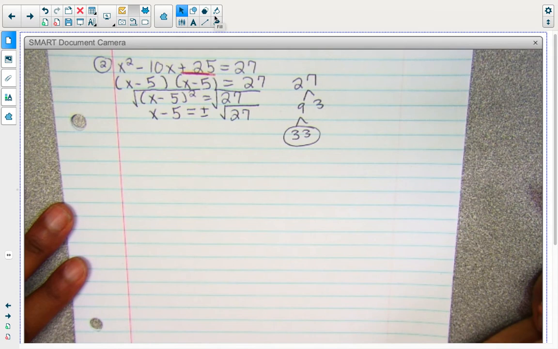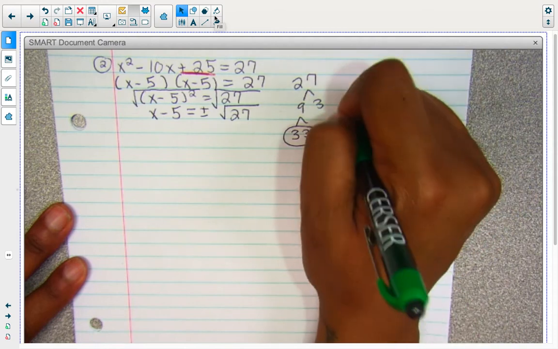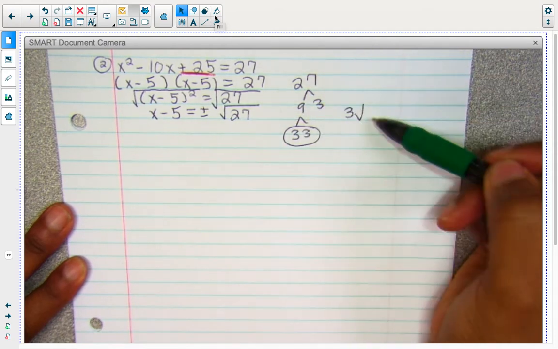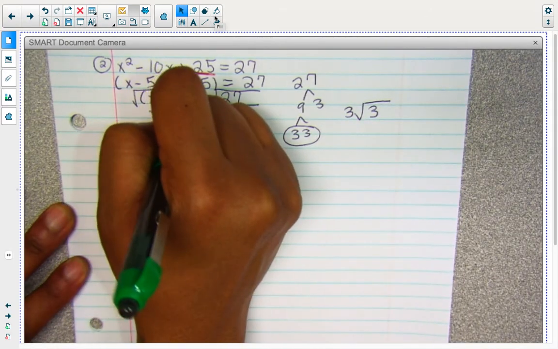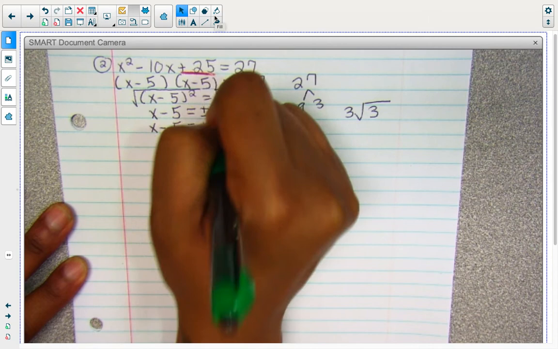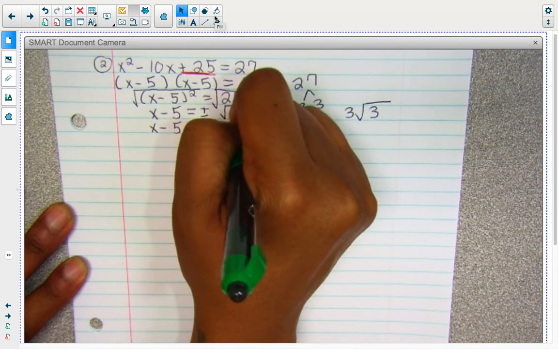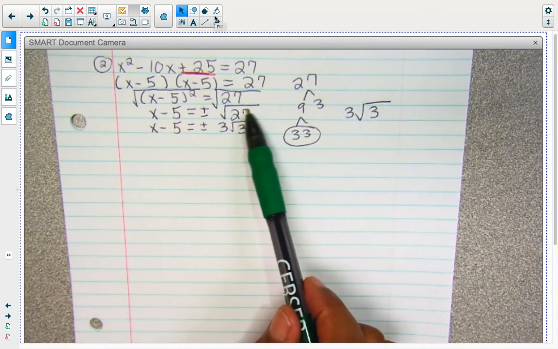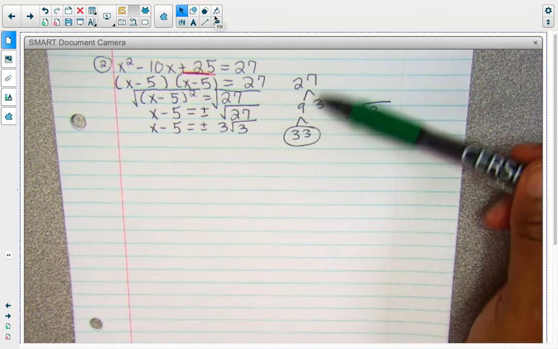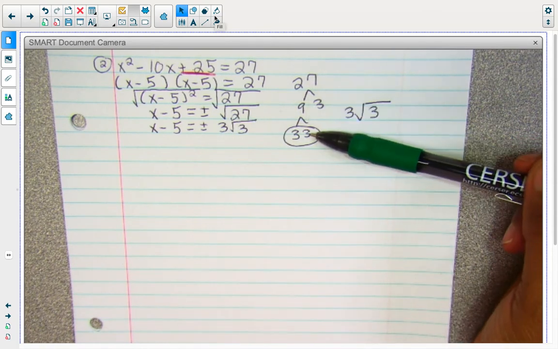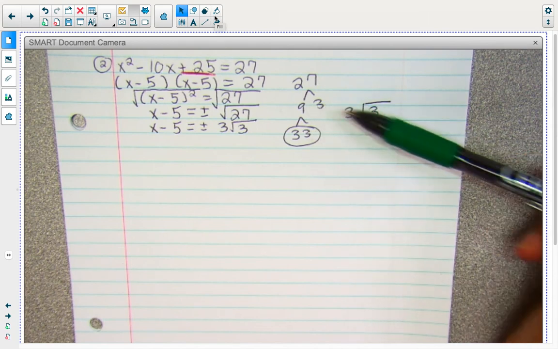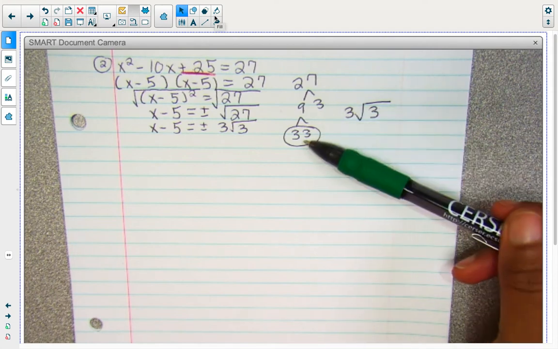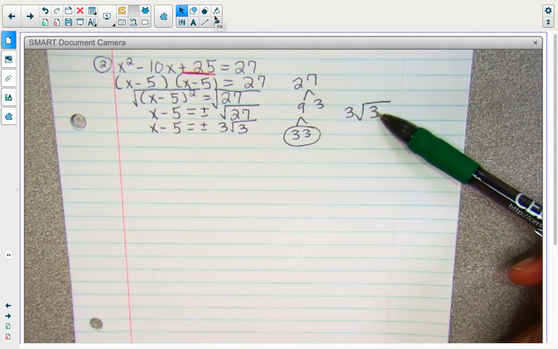Pairs, meaning 2 of the same number, go on the outside, and everything else goes on the inside. So this is a pair that goes on the outside, and this 3 goes on the inside. So now this gives me x minus 5 equals plus or minus 3 square root 3. So what I did, I took this square root and I did a factor tree. Remember, with factor trees, you have to break it all the way down to prime numbers. If you have 2 of the same number, they go on the outside. The leftover prime number goes on the inside. So this 3 came from my pair of 3s, and this 3 was left over.